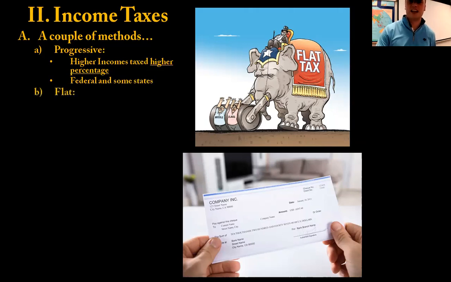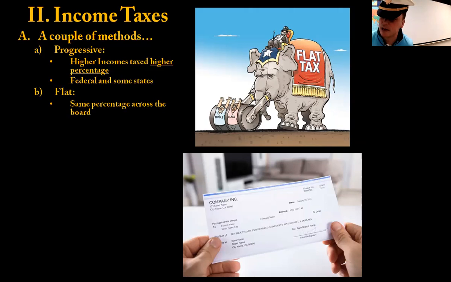The other one is flat. Same percentage across the board. It means that whether you're poor, whether you're rich, they're taking the same percentage. They're still taking more money from rich people, though, because they're making more money. Only fair. Only some states do this.